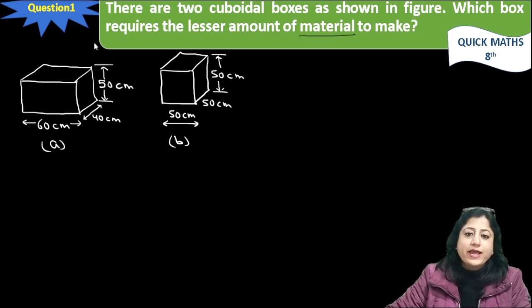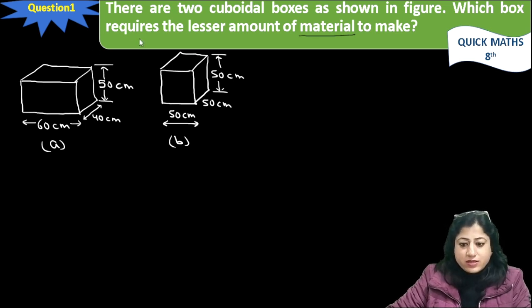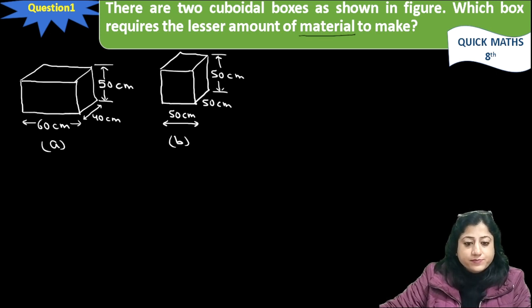Today we will do Exercise 11.3, Class 8. The first question of this exercise is: there are two cuboidal boxes as shown in the figure. Which box requires the lesser amount of material?